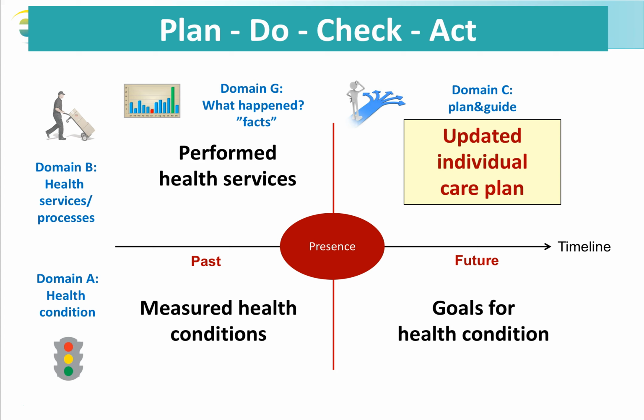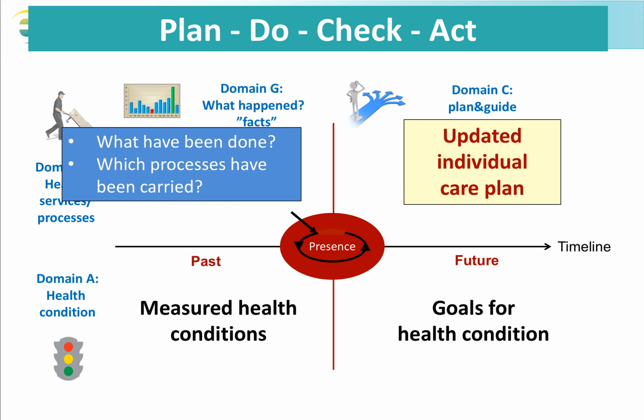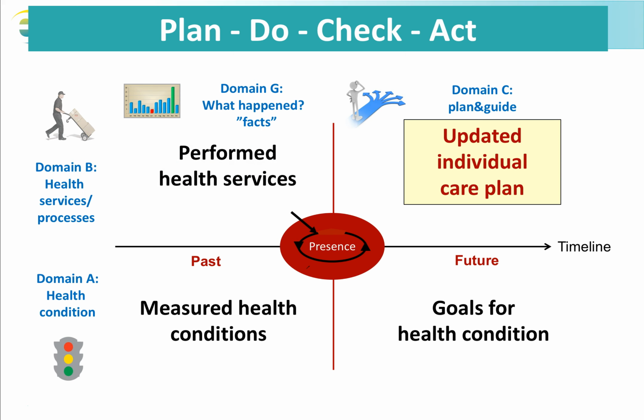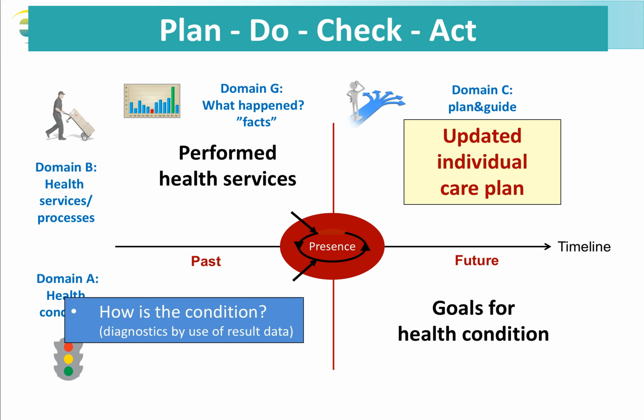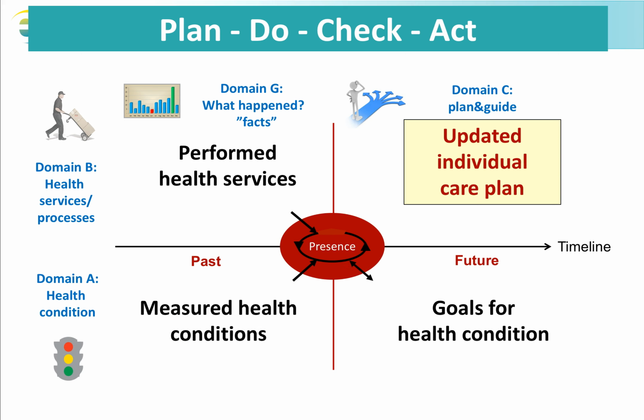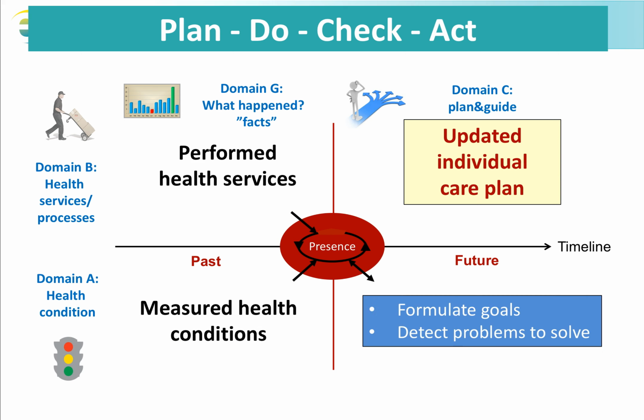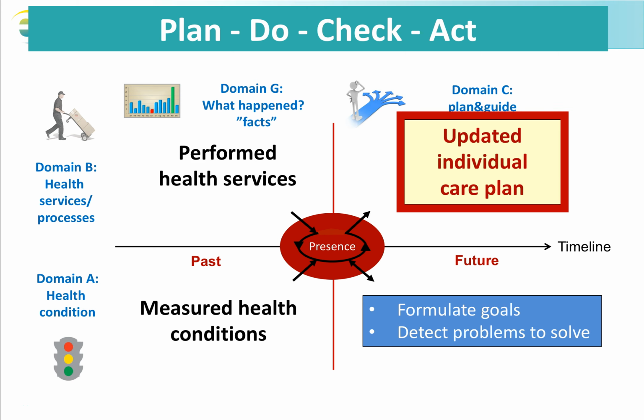In this setup, the mechanism is followed by generating an ongoing update of an individual plan. 1. What is actually done? What processes and services have been done? 2. What is the person's health condition? In this analysis, it's possible to use all present data needed to understand and diagnose the relevant problems. 3. A formulation of objectives for the health condition and problems to be solved. Once this is clear, you're ready to update the individual plan.